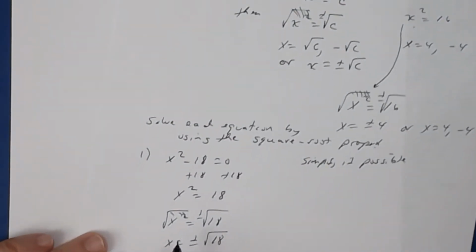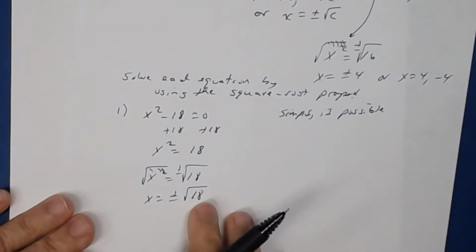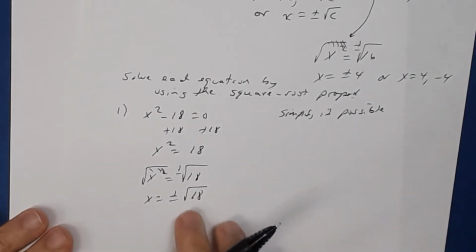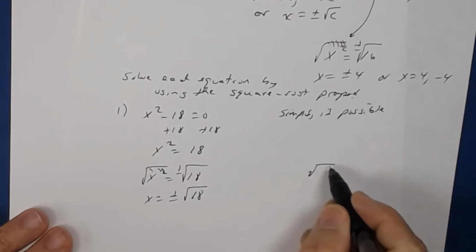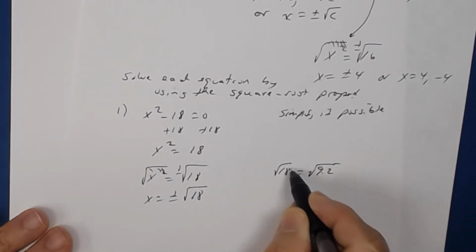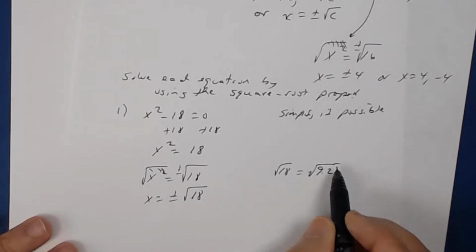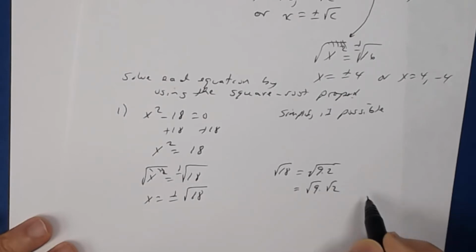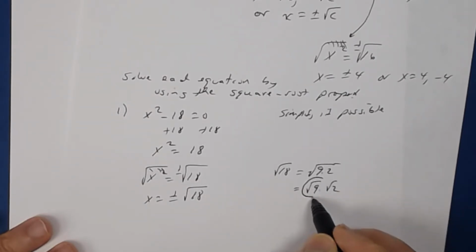So if you look at square root of 18, there is a perfect square that goes into 18, and always use the largest. So the largest perfect square that goes in 18 is 9. So I can write the square root of 18 as the square root of 9 times 2. And then I can rewrite this as the square root of 9 times the square root of 2. And the square root of 9 I can simplify as 3. So that's 3 square root of 2.